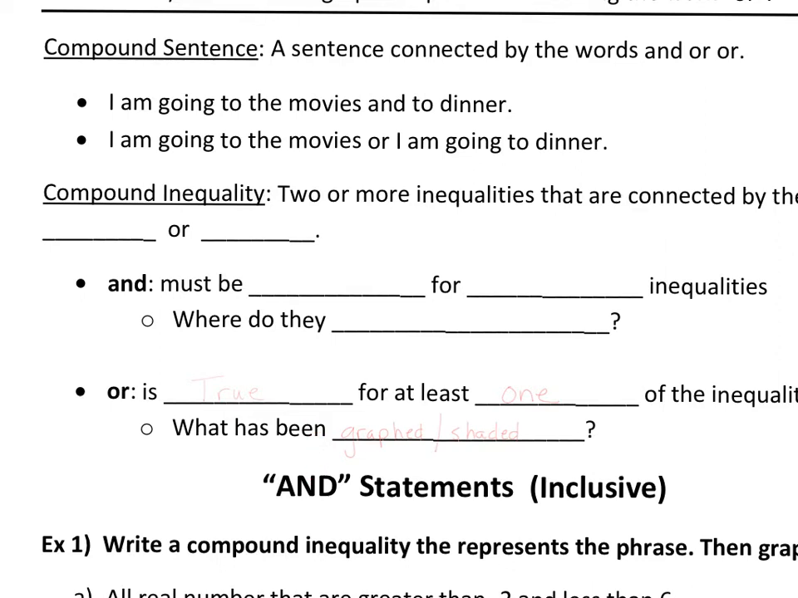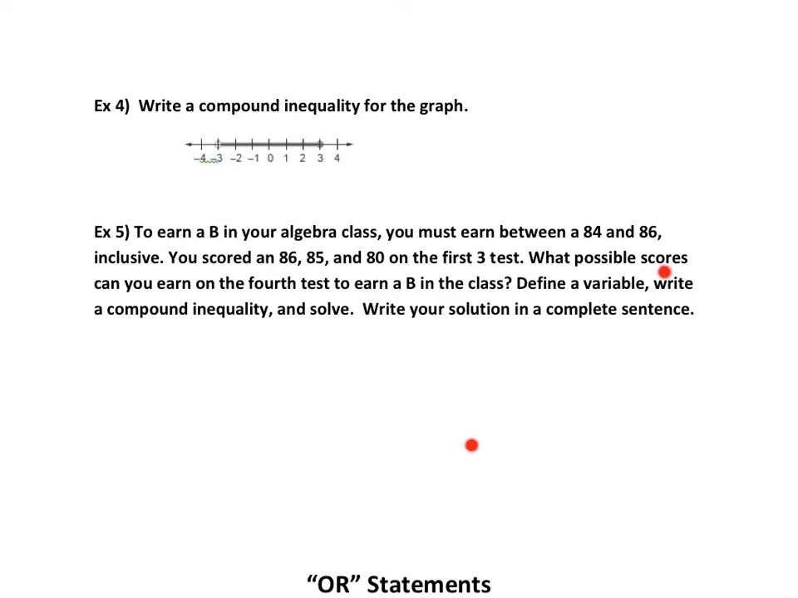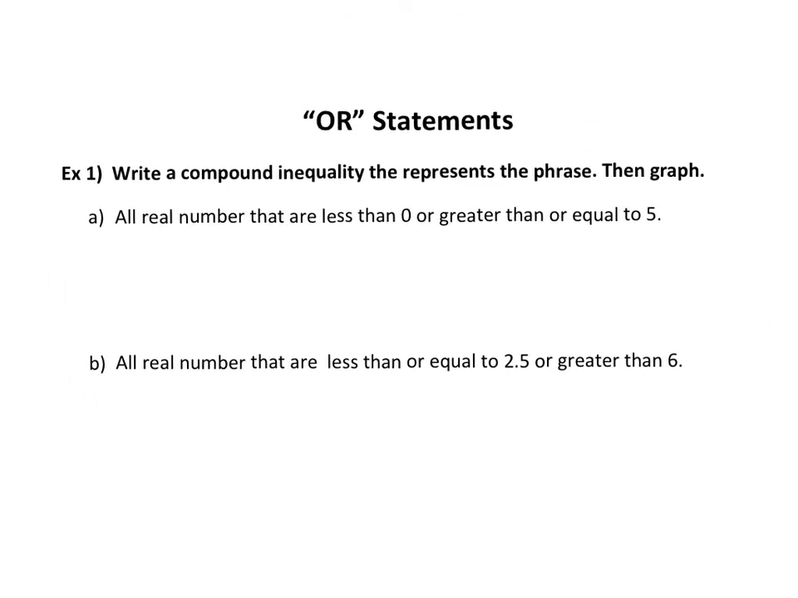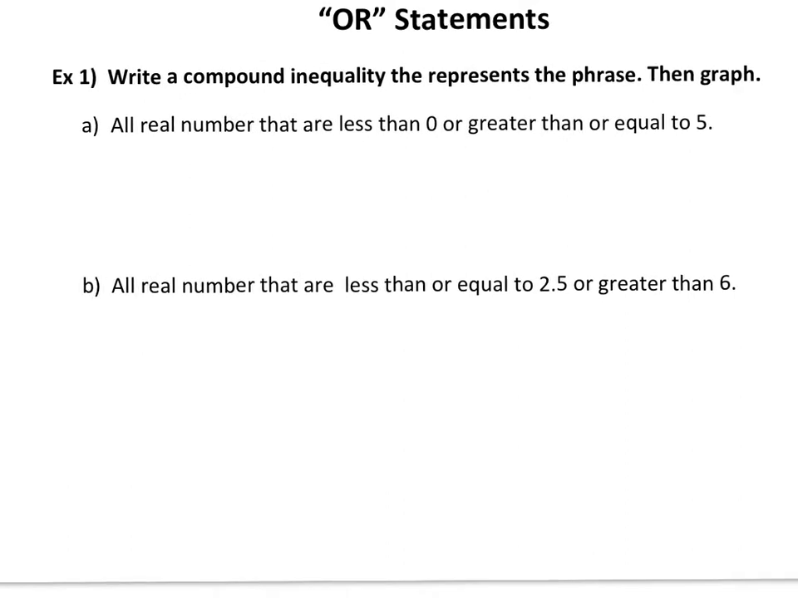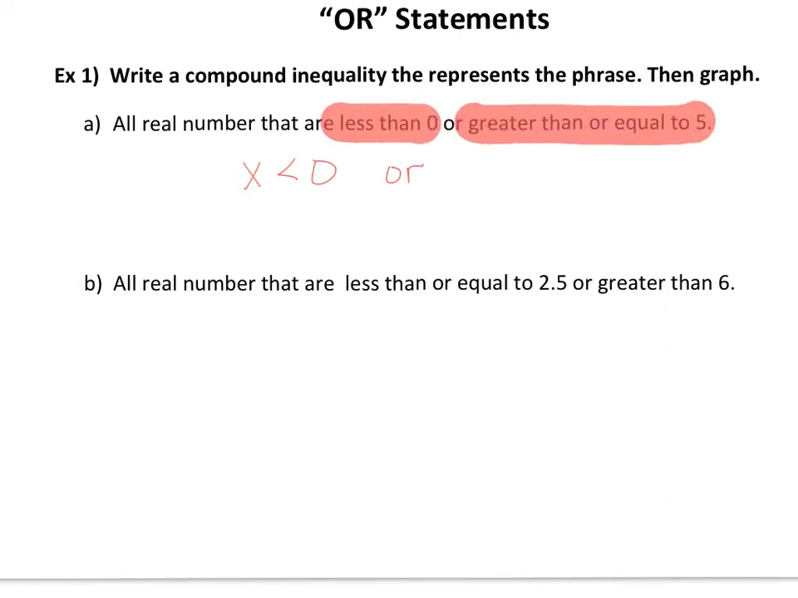So let's flip over to the or section here. Example 1: write a compound inequality that represents the phrase, then graph. All real numbers that are less than 0 or greater than or equal to 5. So x is less than 0 or x is greater than or equal to 5. Keep in mind these are two different endings. So we repeat the first part, and then we have x greater than or equal to 5.